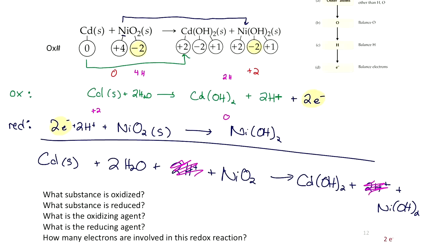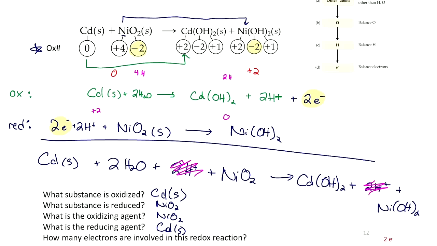Let's answer these questions. What substance is oxidized? Cadmium. You can just look back at these oxidation numbers and see cadmium increases, specifically cadmium solid. What substance is reduced? It would be the nickel(IV) oxide solid. What is the oxidizing agent? It's whatever is reduced, so it's the NiO2. What is the reducing agent? It's the thing that's oxidized, so it's cadmium solid.